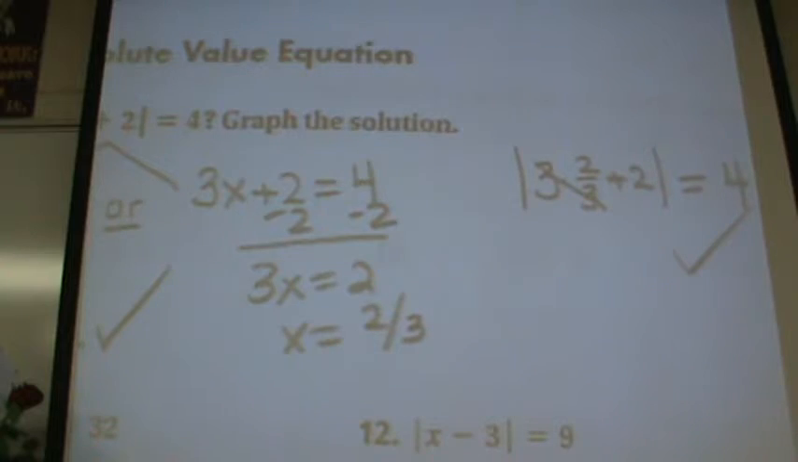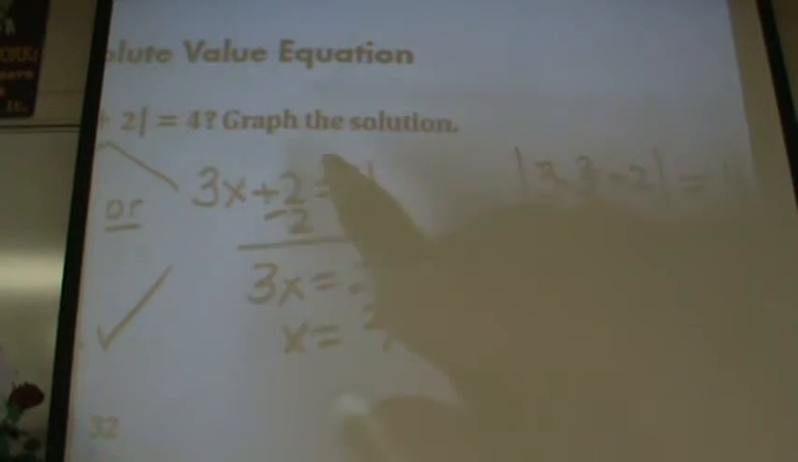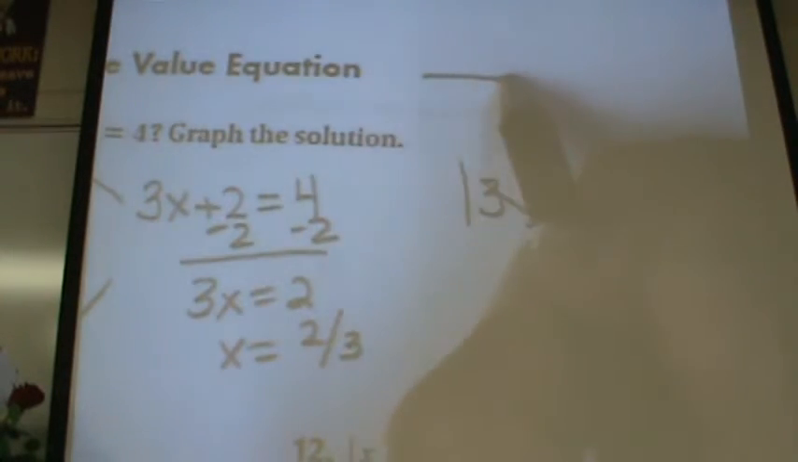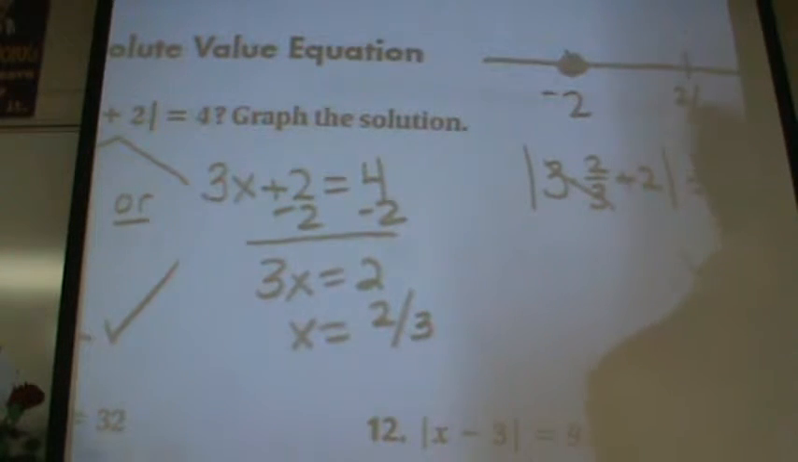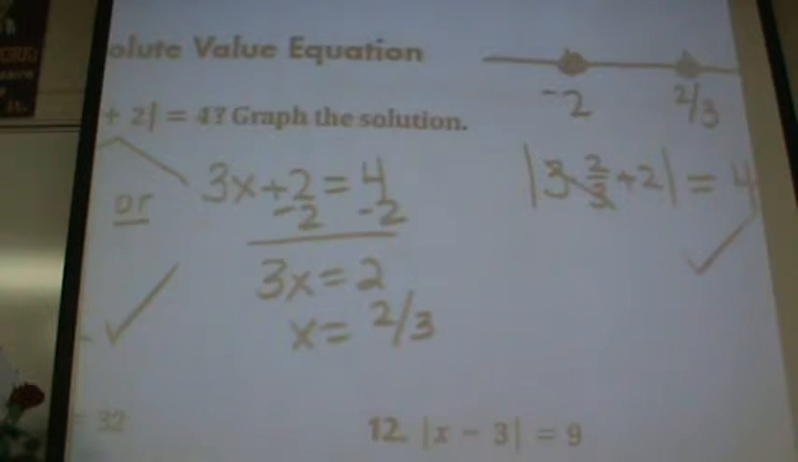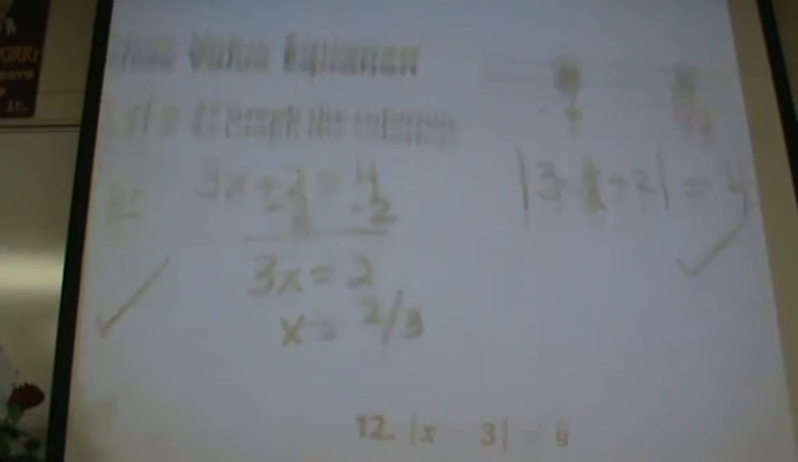It worked. Now they're asking you to graph the solution. All that the graph looks like are 2 dots. So what's smaller? Negative 2 is smaller. Just put a dot. And 2/3, put a dot. Done. You guys good? Okay. Flip. Next page.